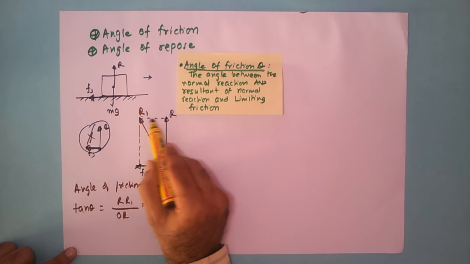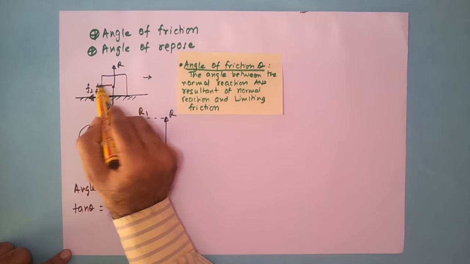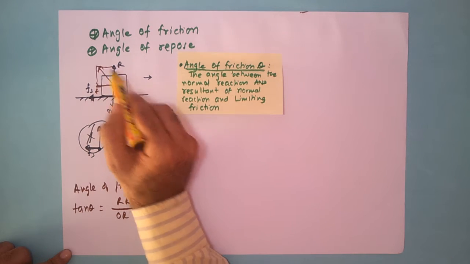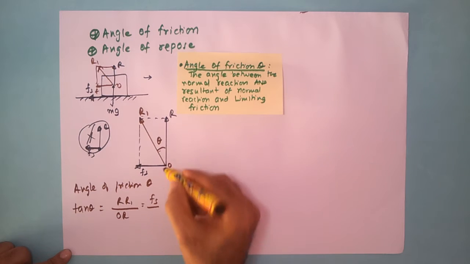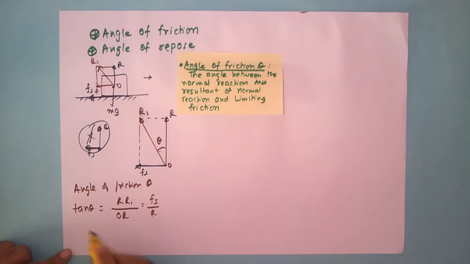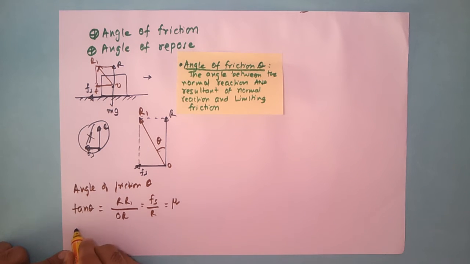Now what is R1? R1 is Fs, so I'll get Fs. And what is OR? OR is nothing but the normal reaction R. So tan theta is Fs upon R, and we know that the ratio of the limiting friction and the normal reaction is the coefficient of friction mu, and therefore we get this equation: tan theta is equal to Fs by R is equal to mu.